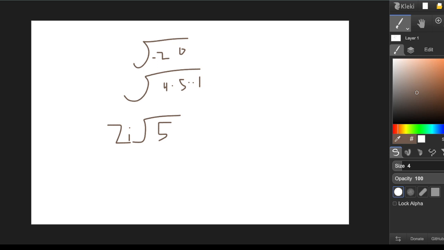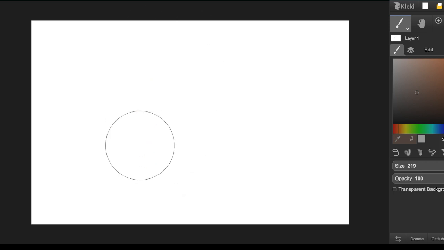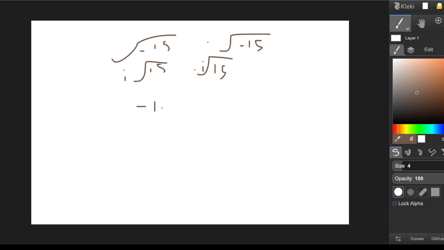Let's move on to another problem, which I will go over with you, but you can do this on your own if you would like. Let's say we have the square root of -15, and I multiply that by the square root of -15. Okay, well, I know this is going to be i times the square root of 15 times i times the square root of 15. So I'm going to get i squared, which is negative 1, and the square root of 15 squared is going to be 15. It's negative 1 times 15, which is negative 15. Negative 15 is the answer.